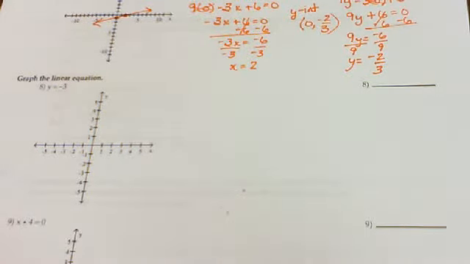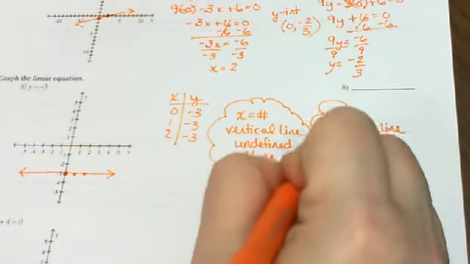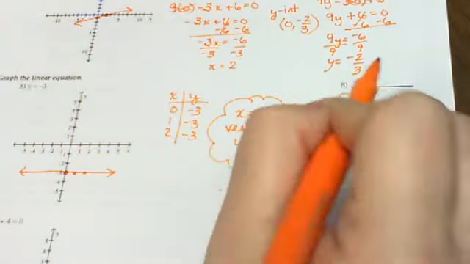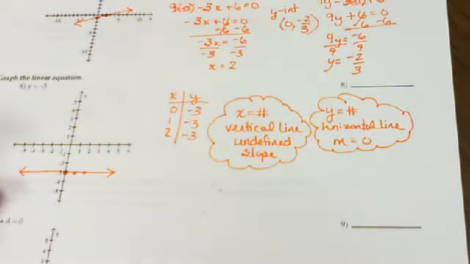If you have y equals some number, in other words, there is no x in your equation, it has to be a horizontal line, and it has a 0 slope. If you can memorize those two clouds, then you will have a much easier time on this test.